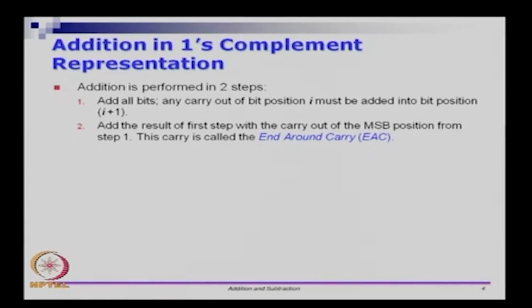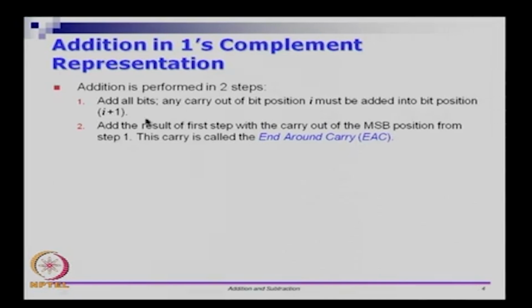So to add two numbers in the unsigned form, it is relatively easy. What you are going to do for ones complement is treat the numbers as though they are unsigned, do addition first. So add all the bits, carry out of bit position I must be added into the bit position I plus 1. This is just like regular decimal. If I add 2 digits at the 100th position, the carry that is coming out will go to the 1000th position and so on.